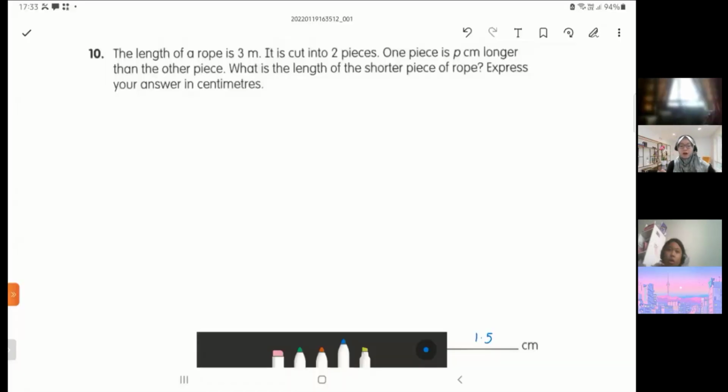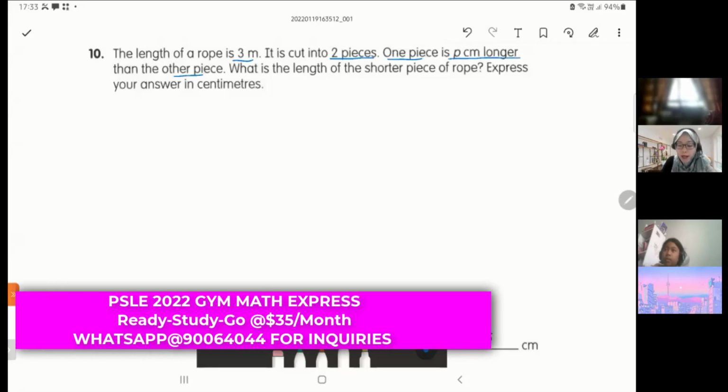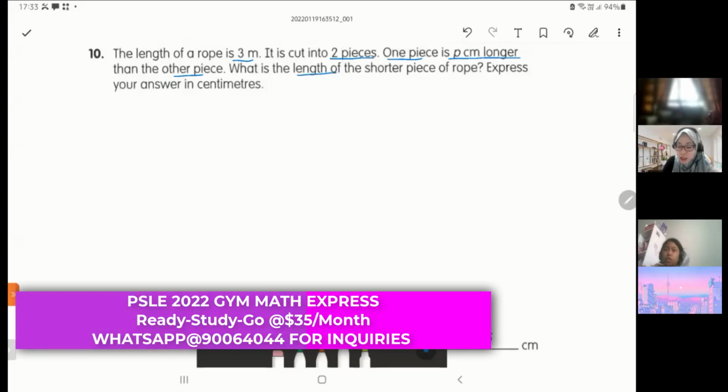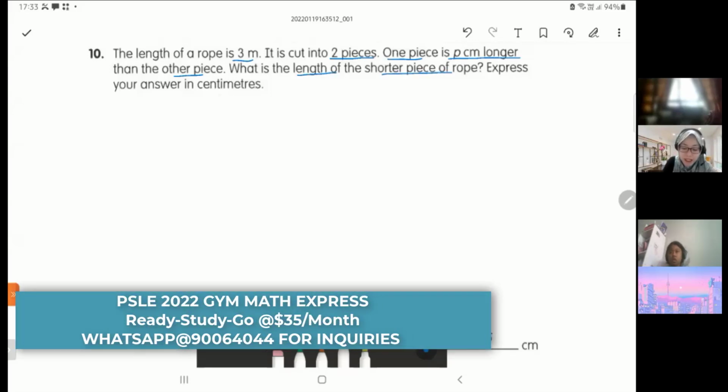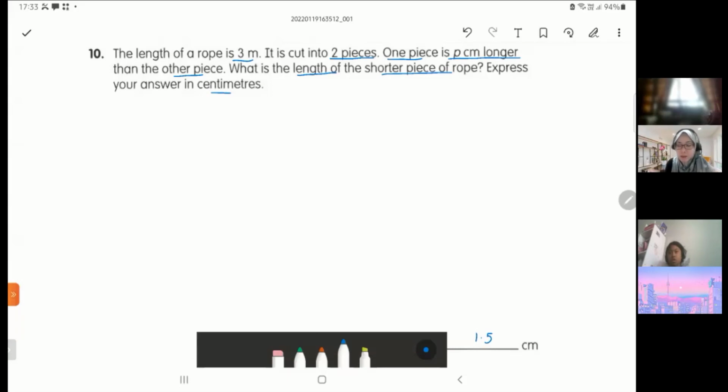The length of a rope is 3 meters. It is cut into 2 pieces. One piece is P cm longer than the other piece. What is the length of the shorter piece of rope? Express your answer in centimeters.